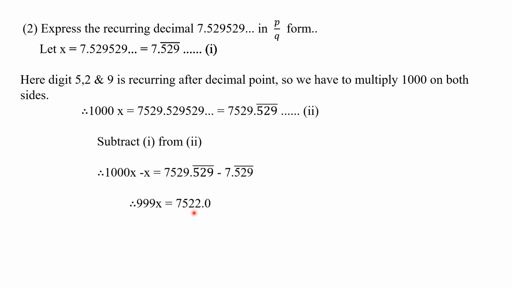Now you have to represent it in p upon q form. So x equal to 7522 upon 999. So the final answer you'll write down is 7.529, with a bar placed above the three digits, equal to 7522 upon 999. This is your final answer. Here you have represented it in p upon q form. I hope you have done this.